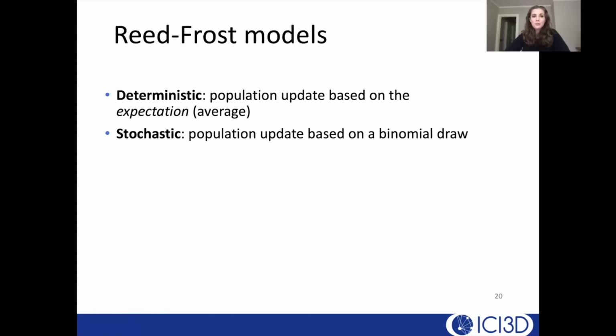Reed-Frost models. So a quick reminder on deterministic versus stochastic methods, since we're going to be looking at both types of the Reed-Frost model, a deterministic version and then the stochastic version. Deterministic is a population update that's based on the expectation or average, versus stochastic, where the population update will be based on a binomial draw. And we'll hear a lot more about this.